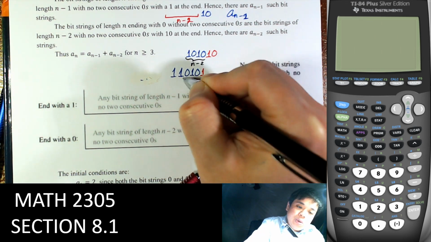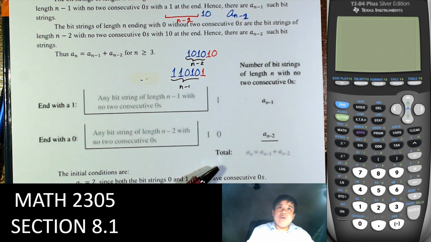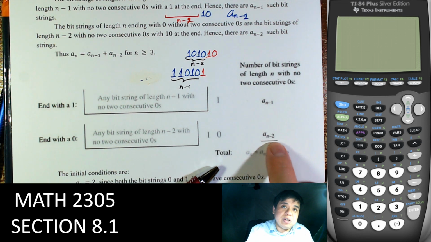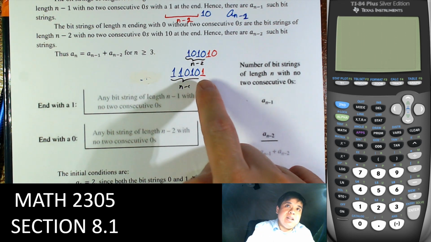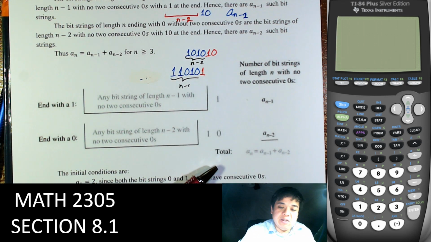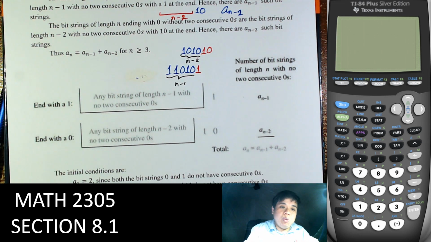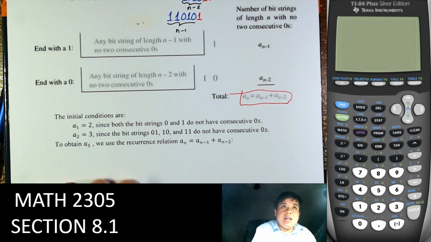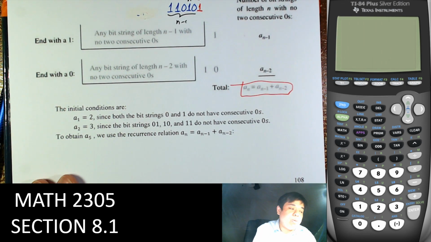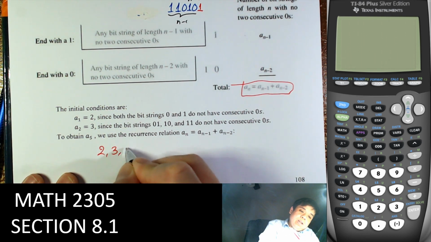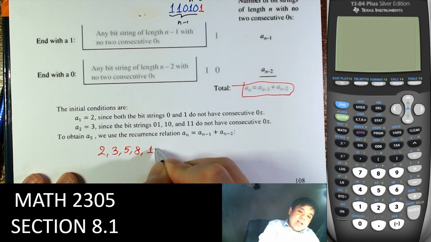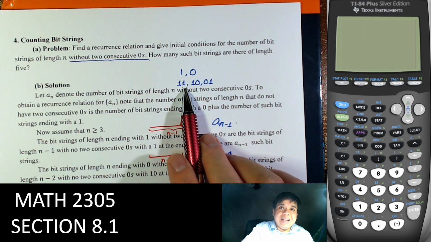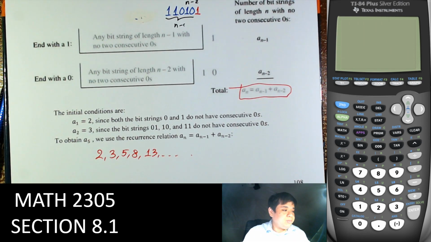This is n minus 2, this is n minus 1, so for the strings of length n minus 2, we just add 1 0 to them, and we have a sub n minus 2 of those. And for the strings of length n minus 1, we just add the 1 to them, we have a sub n minus 1. So adding those two, we have the same recurrence relation as the Fibonacci sequence, and some that behave just like the Fibonacci sequence. So it would be 2, 3, 5, 8, 13, and so on. Originally there are 2, and then the next one is 3, so we have that sequence.